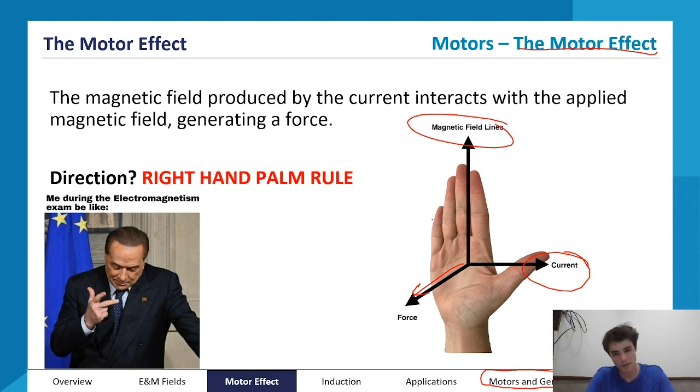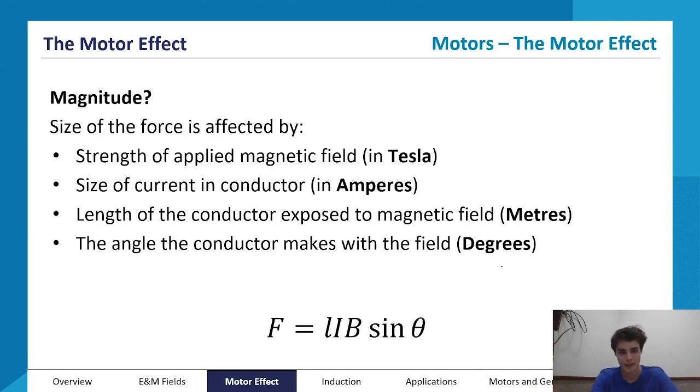Just a quick reminder, your current is always pointing in the opposite direction as the flow of electrons. So because we imagine current as being the movement of positive particles, that's always moving in the opposite direction as the flow of negative particles, which is a whole lot of fun.